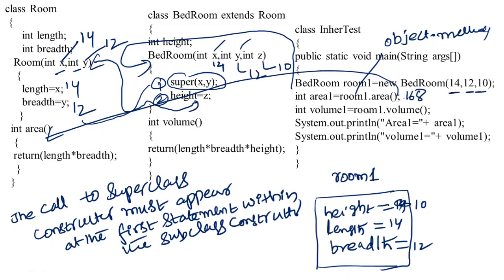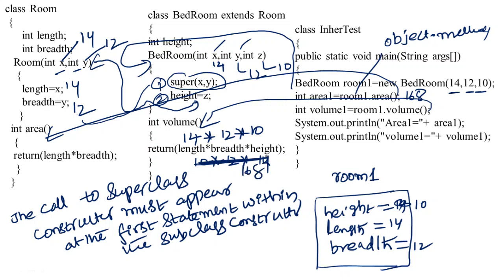Room1.volume(). Again, object dot method. Again, control will go to volume. Length * breadth * height. What is my length? 14. Breadth is 12. My height is 10. That is 1680, which I will get. This will be returned and stored in volume1. 168 is stored in area1, and 1680 is stored in volume1.